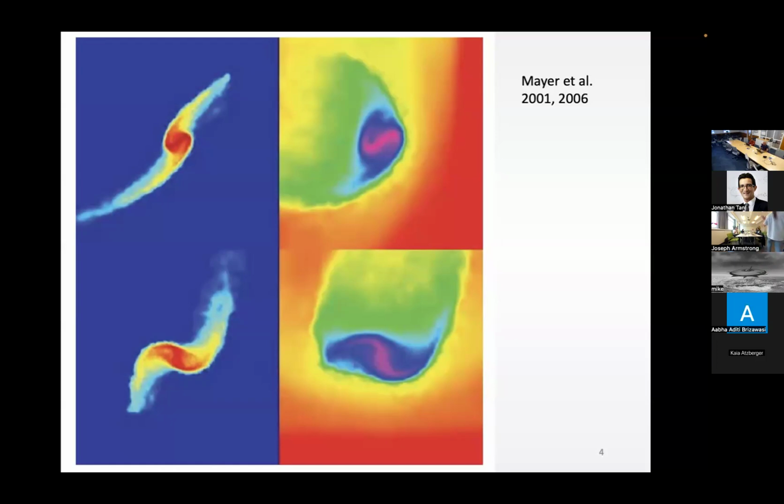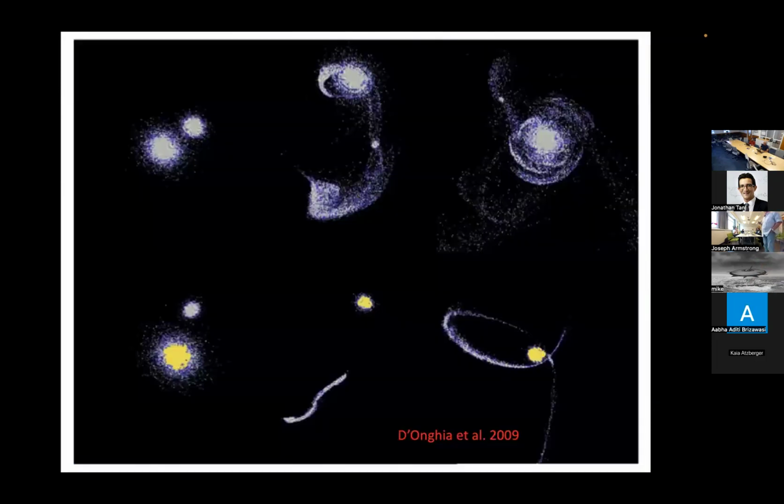Or because dwarf spheroidals are also known far away from big galaxies, there are the models of Elena D'Onghia and her group. You can get the same effect if you have multiple little disk galaxies of small sizes which interact with each other. And so you could form dwarf spheroidals by interactions between two small disk galaxies as well.